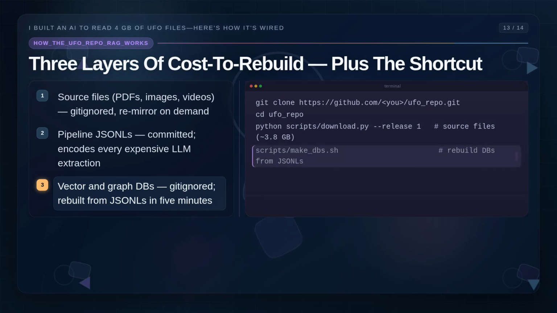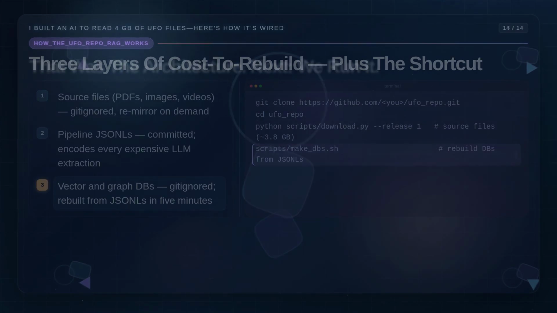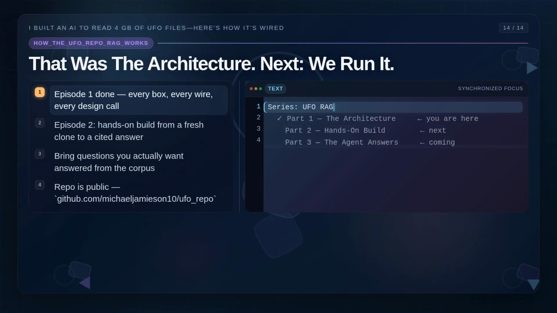I published a tarball release on GitHub that ships Chroma and FalkorDB pre-built, so you can clone the repo, extract the tarball, mirror the source files, and start asking questions in under 10 minutes. No LLM cost, no rebuild wait. The download link is in the release notes.